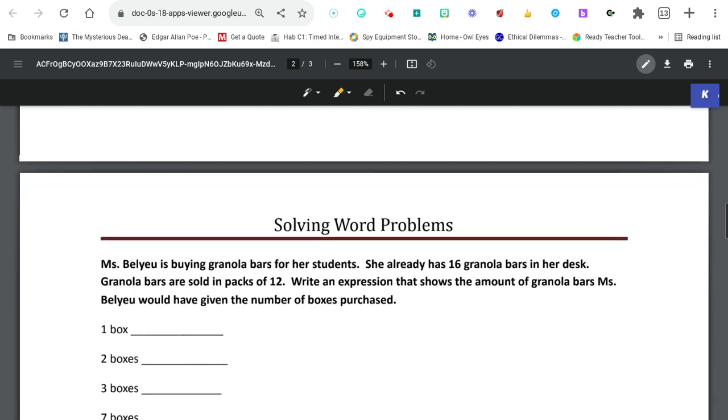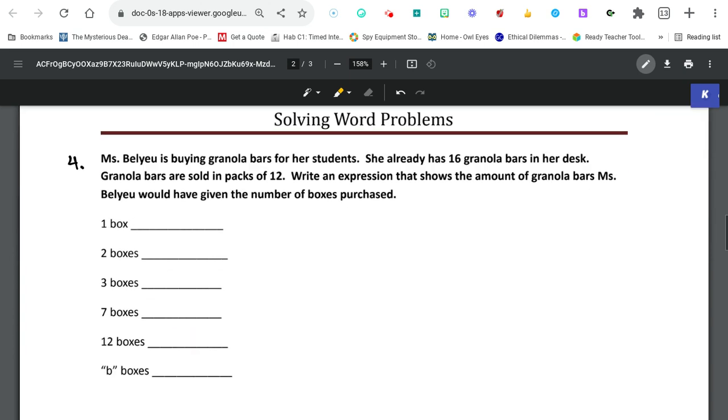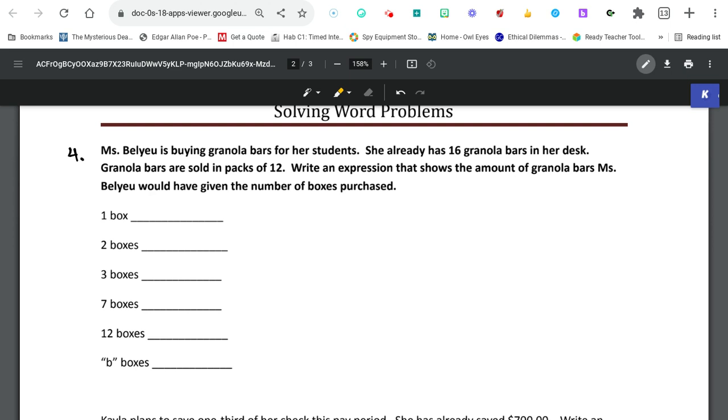Okay, let's take a look at 4. All right, Miss Blue is buying granola bars for her students. She already has 16 in her desk. Granola bars are sold in packs of 12, however, okay? So I'm going to buy some more because, of course, 16 granola bars are not going to be enough for my students.